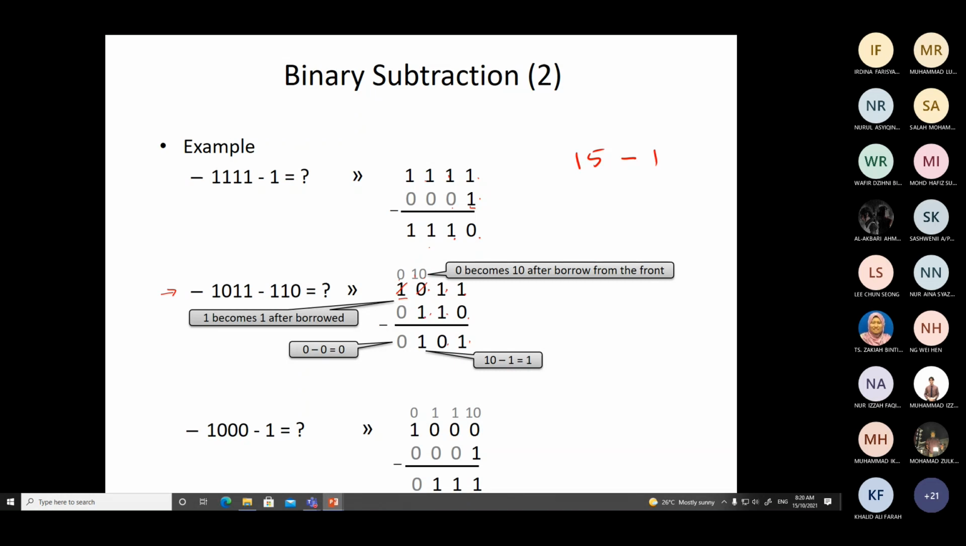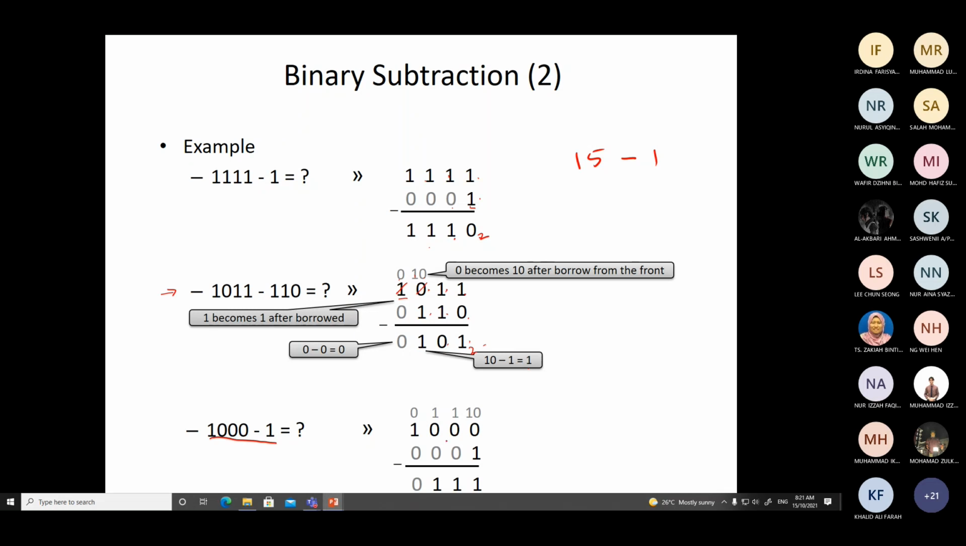So 10 minus 1, which is 2 minus 1, is basically 1. So you will write 1 as the sum, as the result. And then 0 minus 0 is 0. So this is your answer, 101. Okay, base 2, don't forget. And then this is another example where you need to borrow.